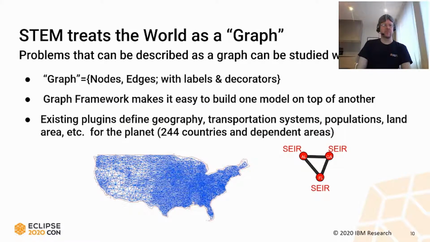STEM treats the whole world basically as a big graph, with edges with labels and decorators. That way it makes it easy to build one model and extend it with another model to reuse the existing model without having to create everything from scratch. Existing plugins define transportation systems and the population of a vast majority of the world, including 244 countries and other areas.